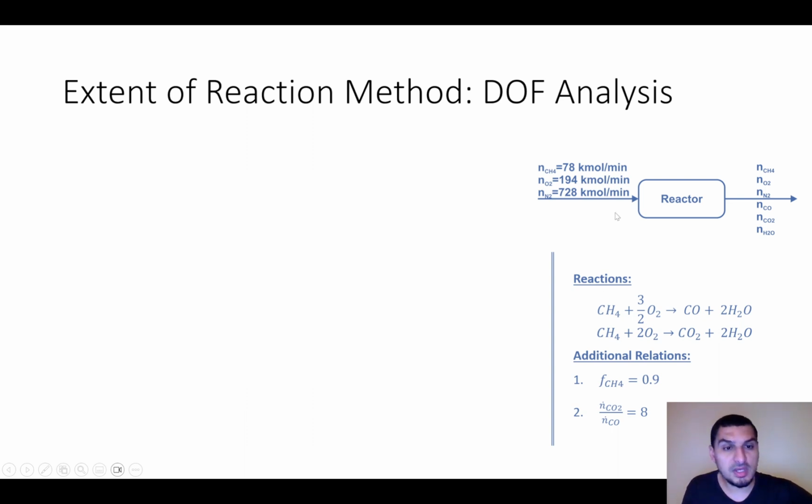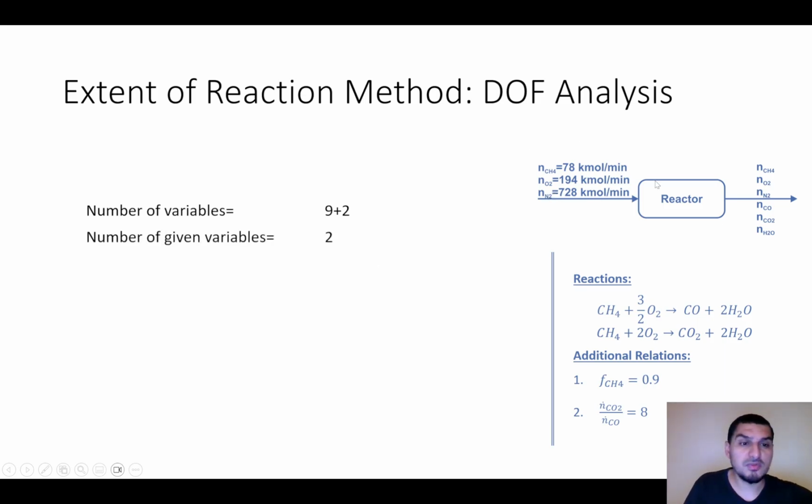Okay, so for the reactor, let's do the degrees of freedom first. We have 3 components here, we have 6, and we have 2 reactions. So it's going to be 9 plus 2. Number of given variables are 2. I put here the values after adding the bases of 1000 kilomoles per minute. So this is after the bases, but before the bases they are only 2.